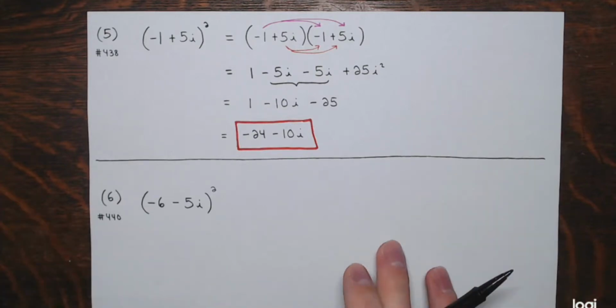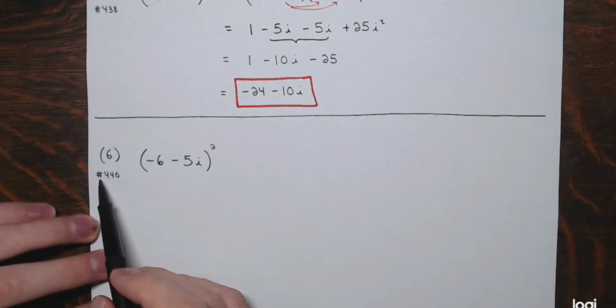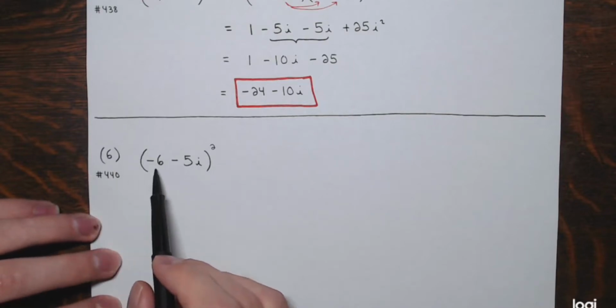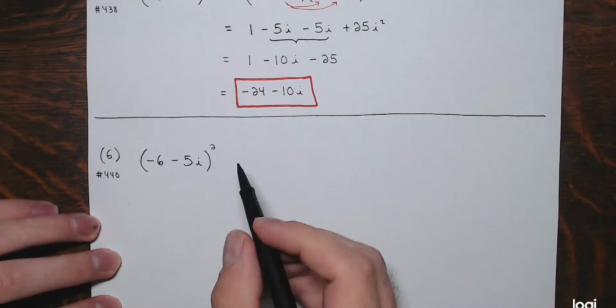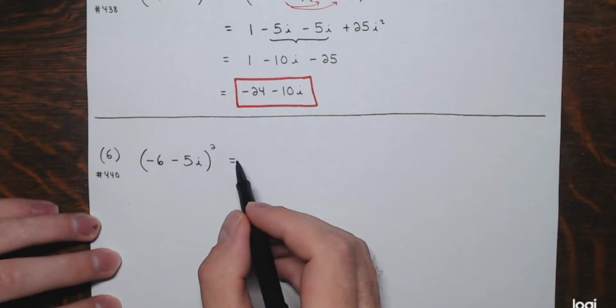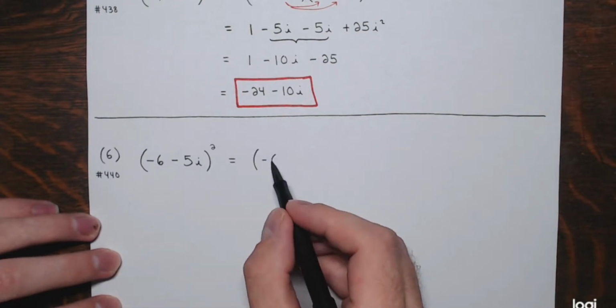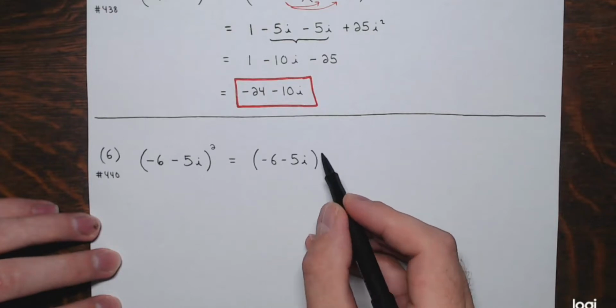Alright, the next question, very similar. This is number 6, exercise 440 in the text. So we have here another complex number with two parts, a real part and an imaginary part, being squared. Right, so once again, remember what it means to square something. You take that negative 6 minus 5i, and you're going to multiply it by itself.